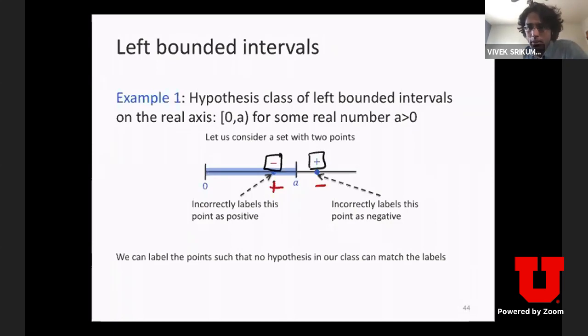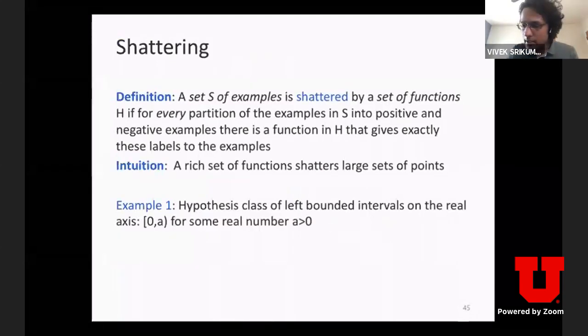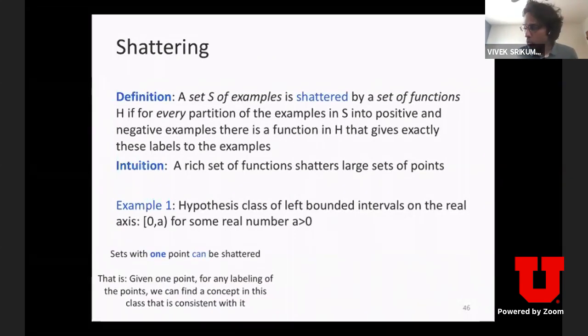There's another comment that says, I think this would still break once we add one more point to the set. Yes, we don't need to add one more point, because as we will see, we just stop when it breaks. We don't consider larger sets. So what we have essentially proved is two separate statements. Any set with one point can be shattered. That is, given one point, for any labeling of the point, we can find a concept in this class that is consistent with it. We can find a classifier that can give it a positive label or a negative label.